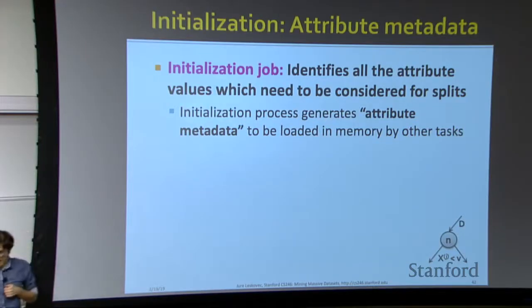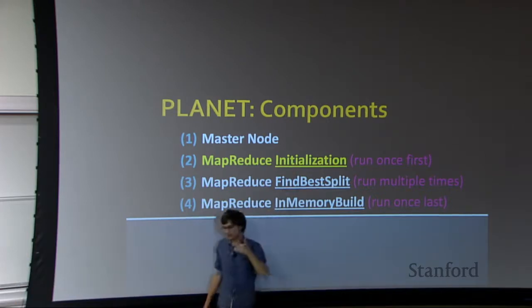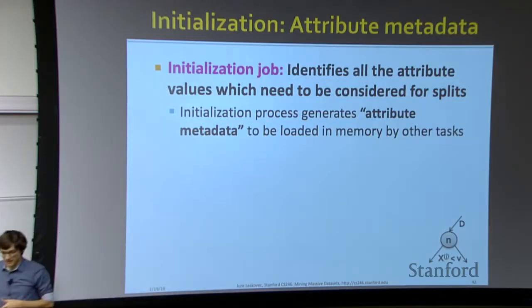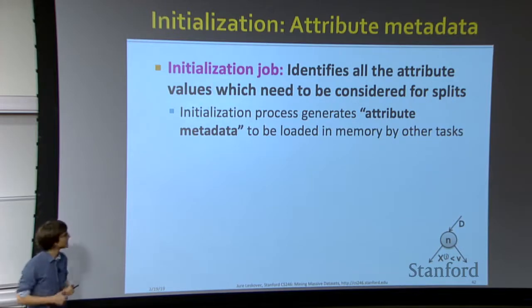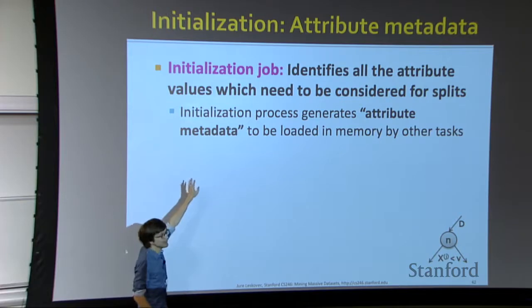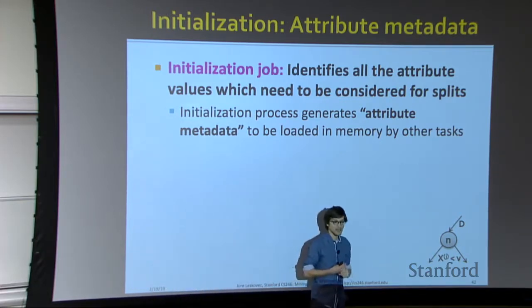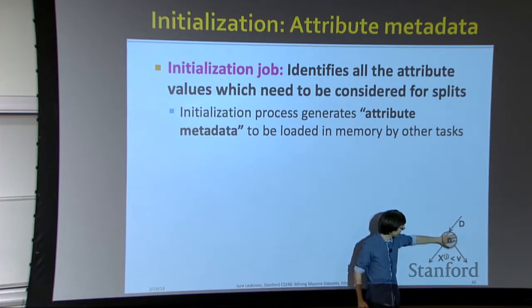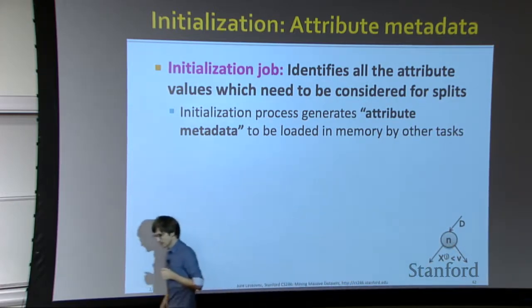Now we need to talk about initialization. We need to decide what candidate splits to even consider. So here is the idea: I want to figure out all attributes and all attribute values which should be considered for a split. And this initialization process will generate what we called before attribute metadata, and this will then be loaded in memory by other tasks. Essentially, for a given node, we need to figure out what variable and what value to split on. Those are the things.